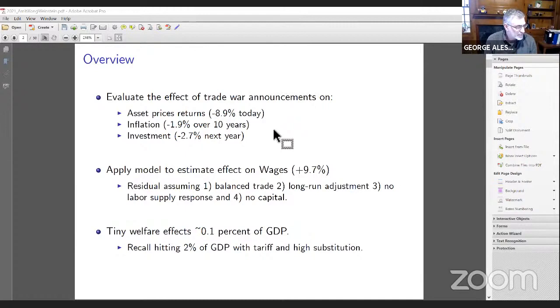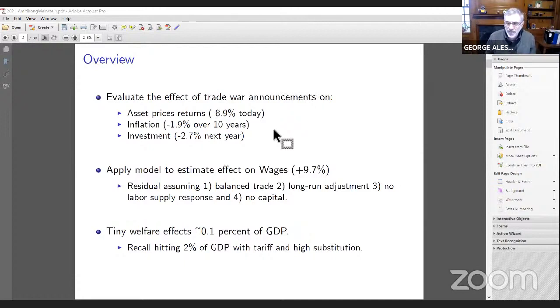So just to summarize, they're going to evaluate the effect of a trade war announcement on a bunch of different things. Asset prices, which is I think the key thing, and that's going to drop 9% today. Inflation, there's going to be some negative long run effect over 10 years, and investment, which is again a short run thing. And then this is key, they're going to apply a particular model to estimate the effect on wages.